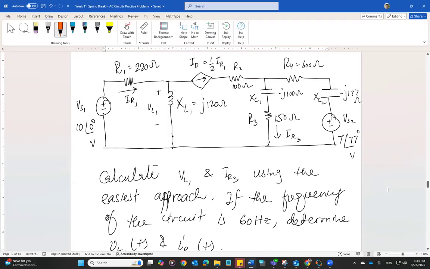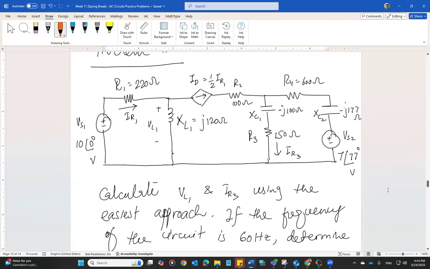So again, analyze the circuit first. The circuit is already given in phasor form, so you don't have to convert inductors and capacitors into reactance. They are given to you. It also has a dependent source, and the dependent source is half of the current IR1 that is passing through R1.